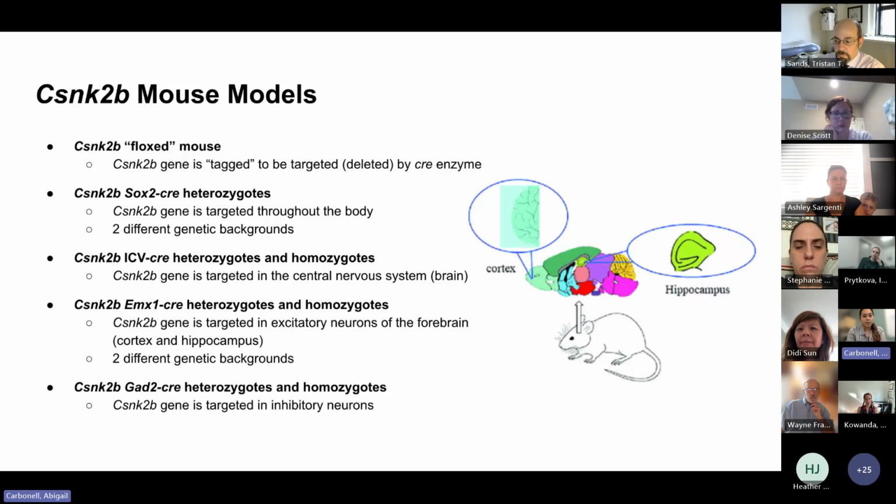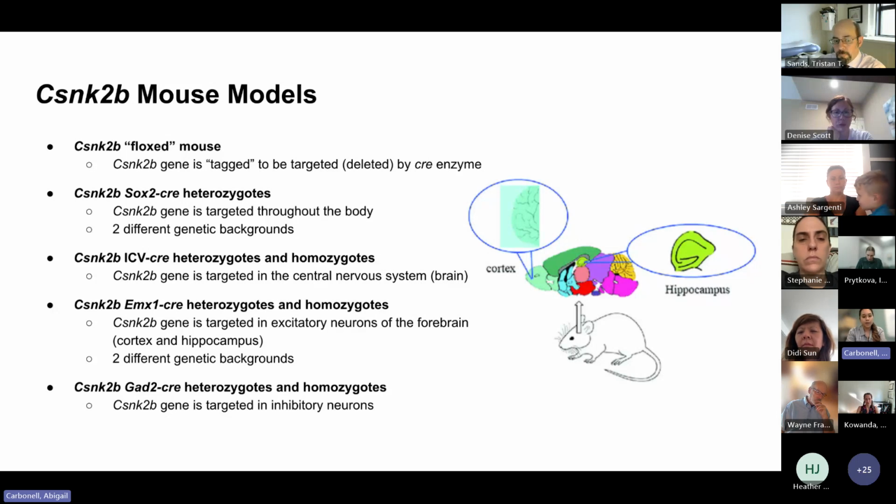So one of our approaches is the SOX2 CRE, which targets the CSNK2B gene throughout the body. We have this on 2 different genetic backgrounds. As has been mentioned, genetic variability is important, and we want to make sure that what we're finding isn't limited to just one mouse model or one strain, but holds on different backgrounds as well. The ICV CRE targets CSNK2B in the central nervous system. That's done by injection into the brain.